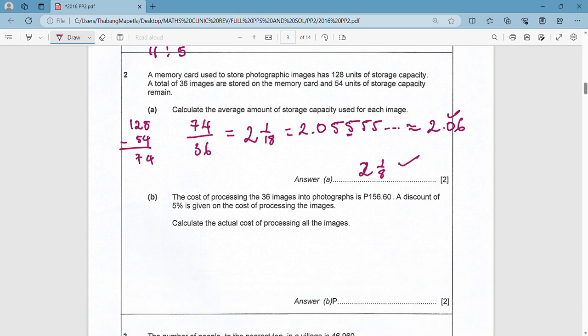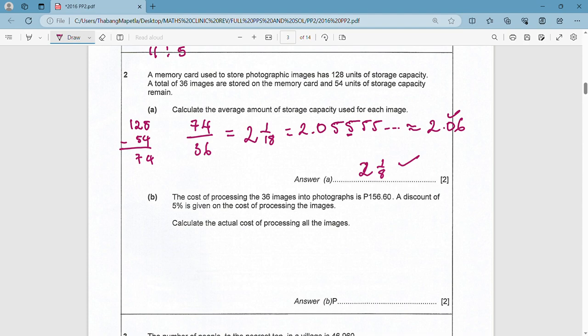Question number B says the cost of processing the 36 images into photographs is 156.60. A discount of 5% is given on the cost of processing the images. Calculate the actual cost of processing all the images. So we are told that 36 images were processed and the cost was 156.60, and a discount of 5% is given on the cost of processing. So the actual cost, I believe, is the original?